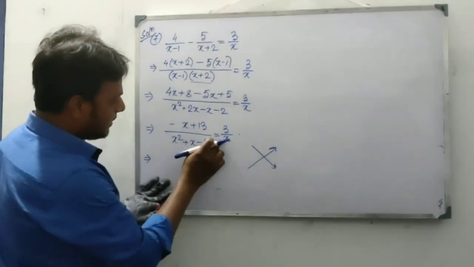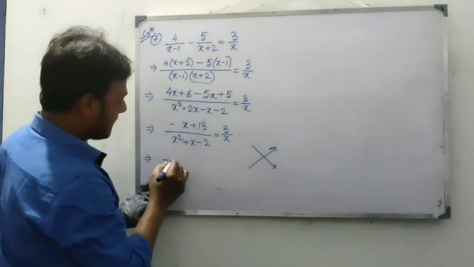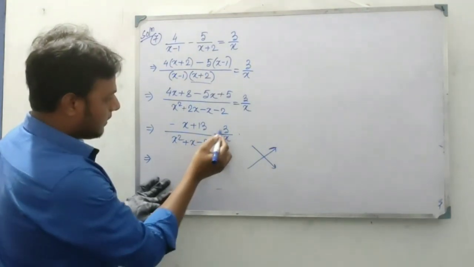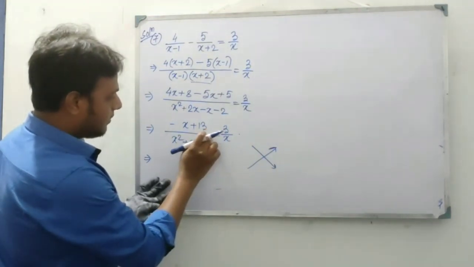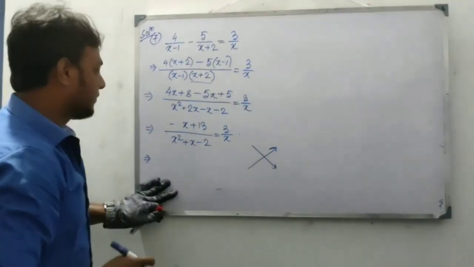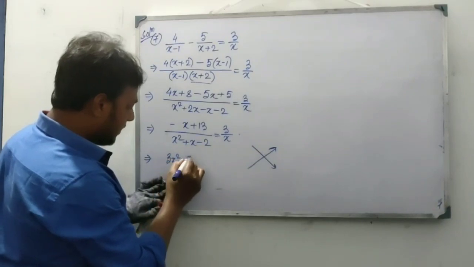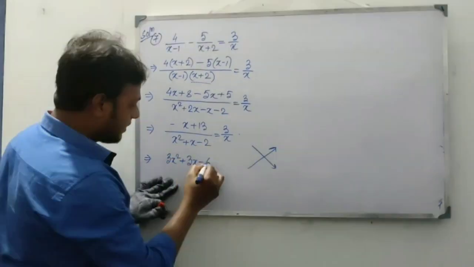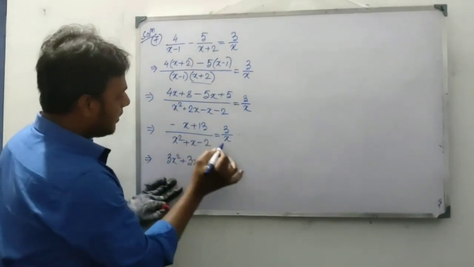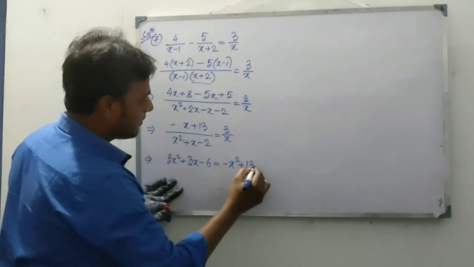So if you multiply these two sides, then it will be minus. Okay, I am considering this side only. So 3 with this corner, 3 with this corner. So it will be 3x square plus 3x minus 6 equals to, if we consider this corner, then it will be minus x square plus 13x.